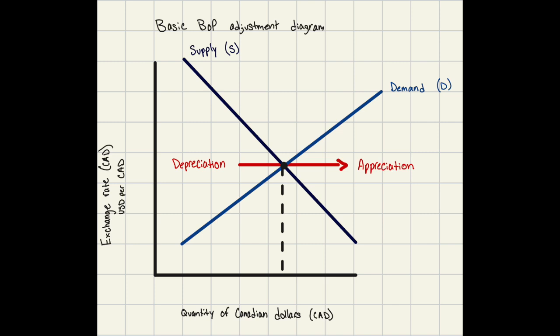Next, we can look at the appreciation to the right, where there is a current account surplus, where exports are greater than imports, demand for Canadian currency increases, and the Canadian currency appreciates. A stronger Canadian currency makes exports more expensive and imports cheaper, which helps to narrow the surplus.